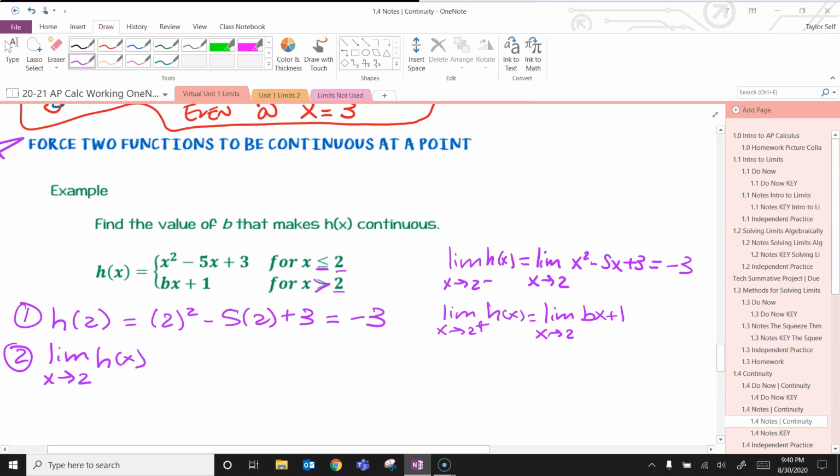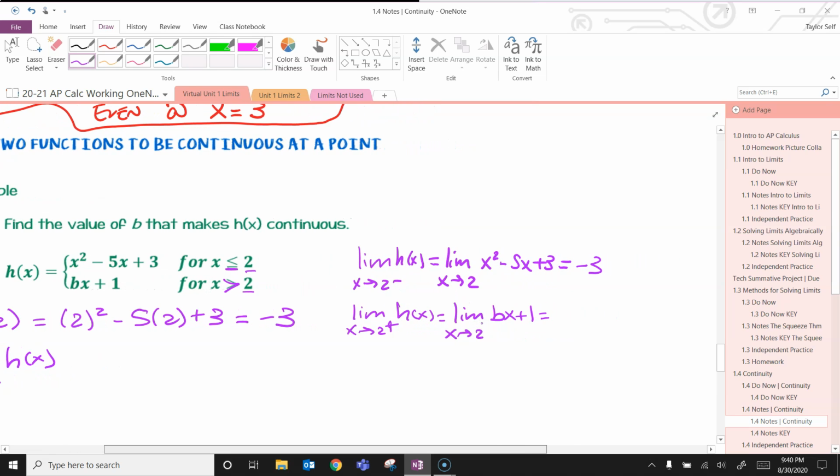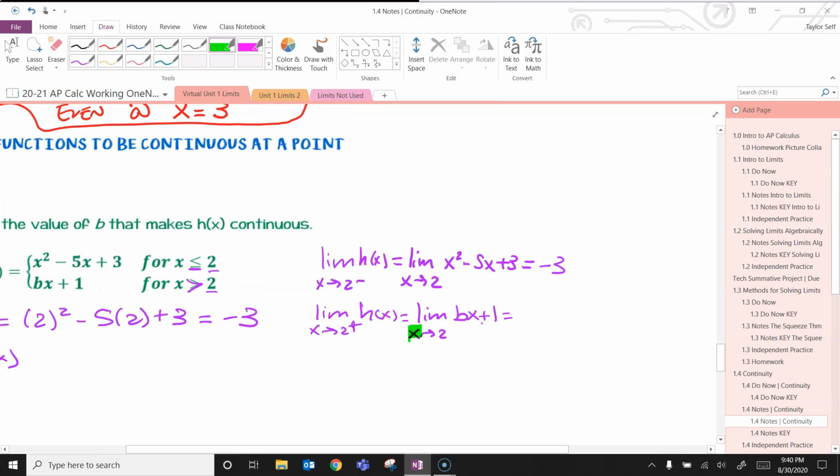Okay, cool. Here's the thing, y'all. Don't plug into the wrong thing. What does it say right here? X. So what letter am I allowed to plug the 2 into? X. Okay, leave the b as b. It's okay. So we have b times 2 plus 1, and this would be 2b plus 1.